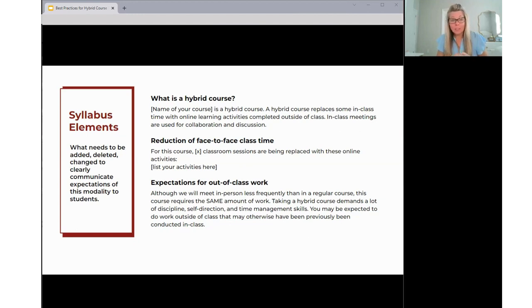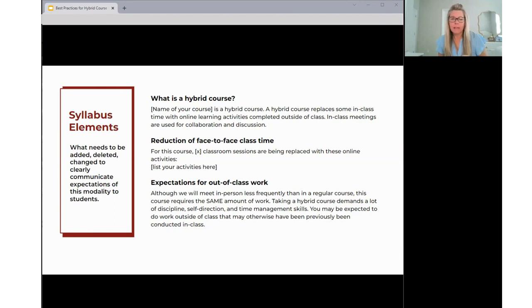You might also have a section in your syllabus called reduction of face-to-face class time. So you might say for this course, this many classroom sessions are being replaced with these online activities, and you can list those out there. That will help also to ensure that you are meeting the clock hour, the Carnegie unit for the institution.